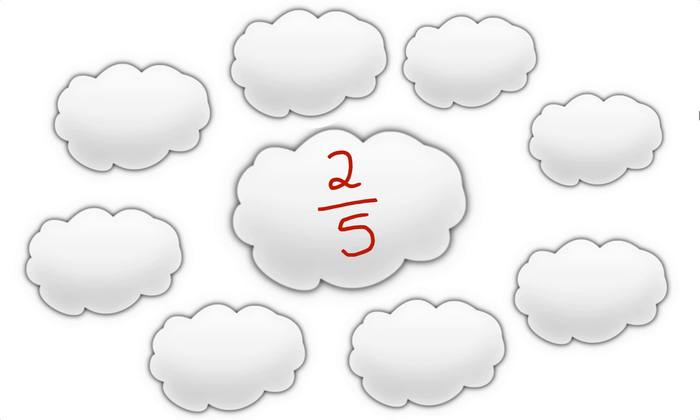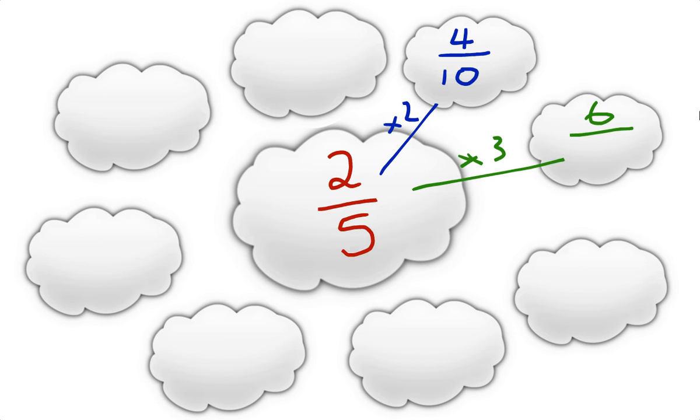I've got this fraction 2/5. I'm going to double the top, which will give me 4. But in order to keep it equivalent, you have to double the bottom. And 5 times 2 is 10. So there's a nice simple equivalent fraction. But you don't always have to double. What about if I was to times by 3? Well, 2 times 3 is 6, but I have to do the same to the bottom, so 3 times 5 is 15. Well, that's quite straightforward, so let's see if we can do some more.